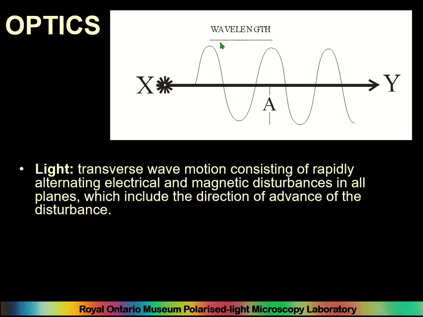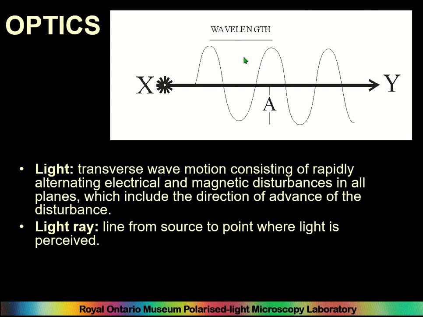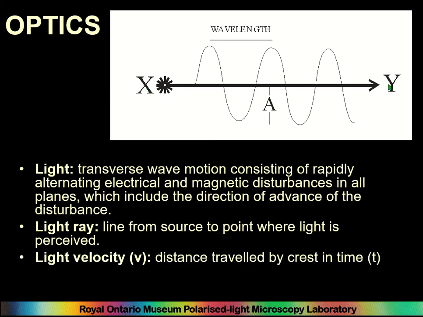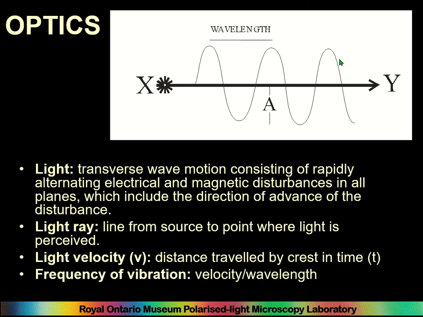And it has things like a wavelength, and it has an amplitude. All these are measurable attributes. So a light ray, which is what this is, is a line from the source to the point where the light is perceived. The light velocity is the distance traveled by the crest, this is a crest, in time. So light will have a velocity. The frequency of the vibration is the velocity divided by the wavelength.